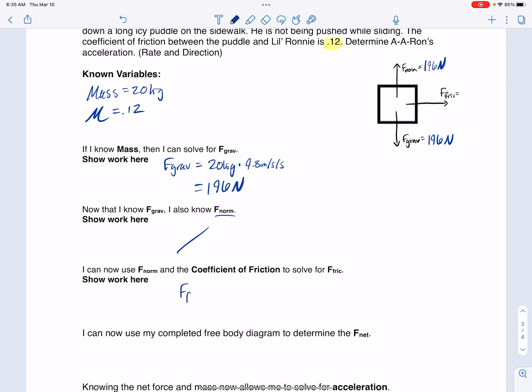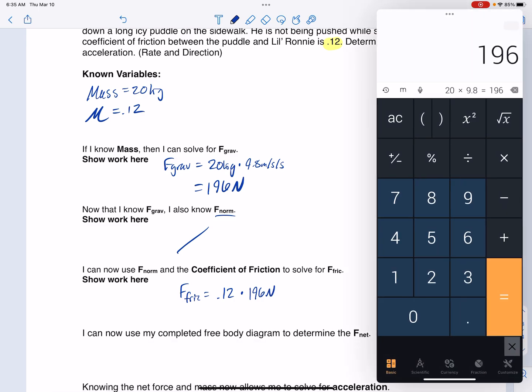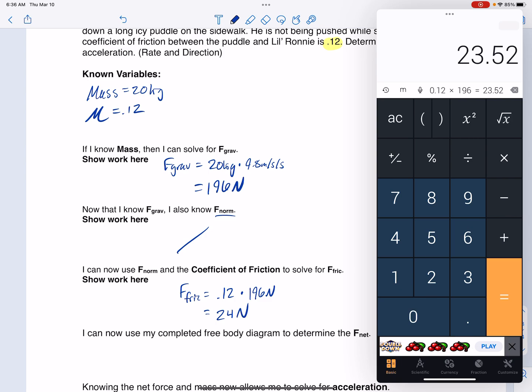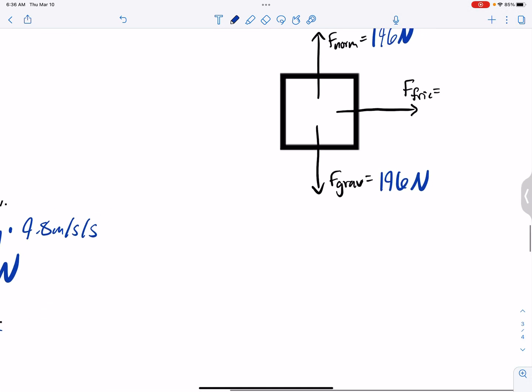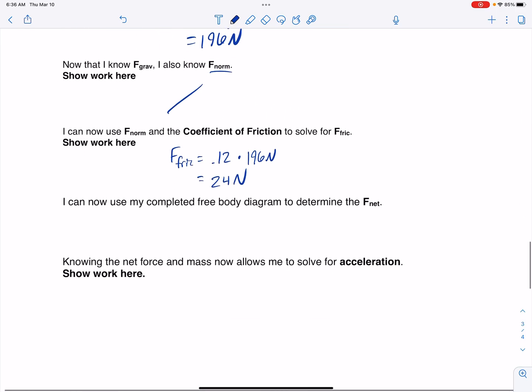Let's solve for the force of friction. As little Ronnie slides down the puddle, we're going to take our coefficient of friction, which is 0.12, and multiply it by the normal force, which is 196 newtons. Let's do it. 0.12 times 196 is 23.52. Let's round that to 24, equals 24 newtons. All right, force of friction is 24 newtons. Cool, that's not that much.